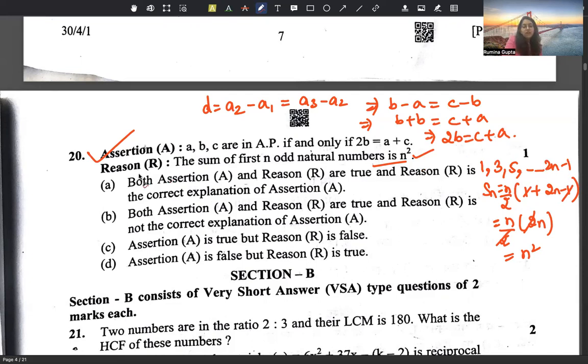Absolutely correct. But are the assertion and reason justifying each other? Is the reason actually the reason for the assertion? No. There is no connection between assertion and reason. It's a totally different concept. One is about AP difference, and the other is about the sum of natural numbers. So both assertion and reason are true, but the reason is not the correct explanation of the assertion.